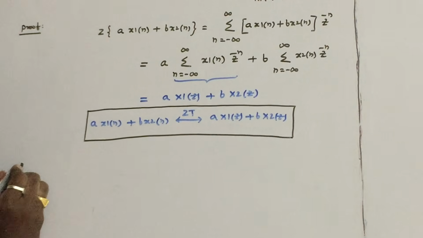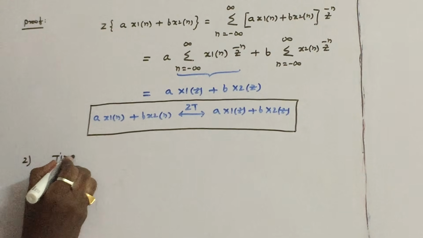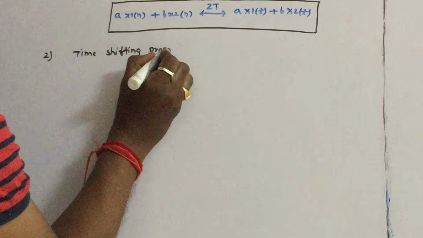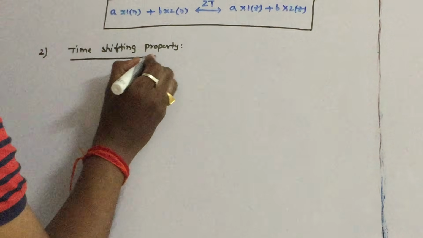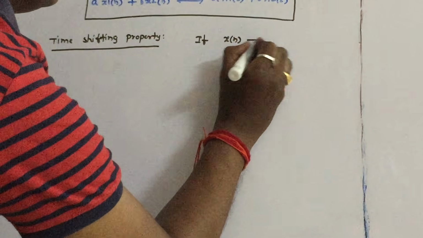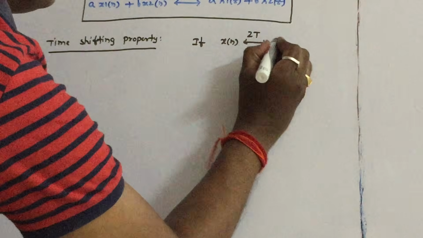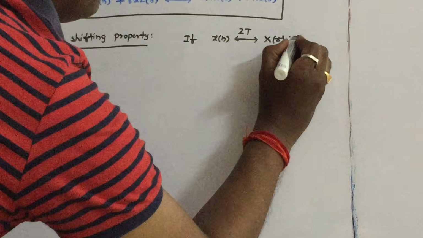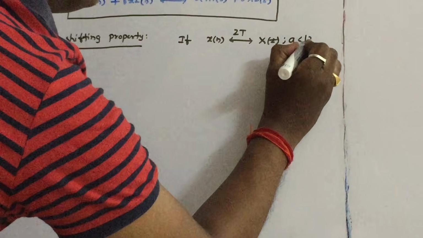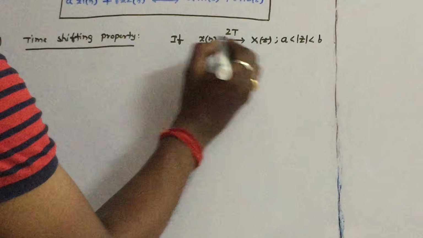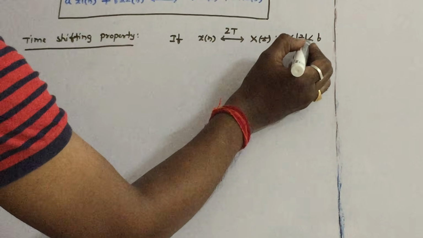So let us take the next property, property 2, the time shifting property. Let us see this property. If x of n signal has Z transform, say X of z, with ROC, say A less than mod z less than B, or you can take A1 to B1, R1 to R2, like that. It is the region of convergence of x of n, A less than mod z less than B.